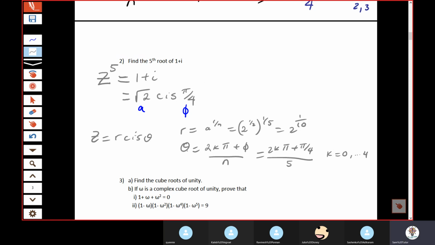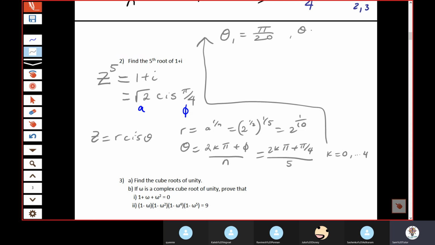You pretty much just sub it in. Maybe we'll do our thetas slowly. I've run out of room as always, so I'm going to bring it up here. Let's say theta 1 is when you sub in 0. What do we get? Pi on 4 on 5, which becomes pi on 20. Nice, that's the first one.